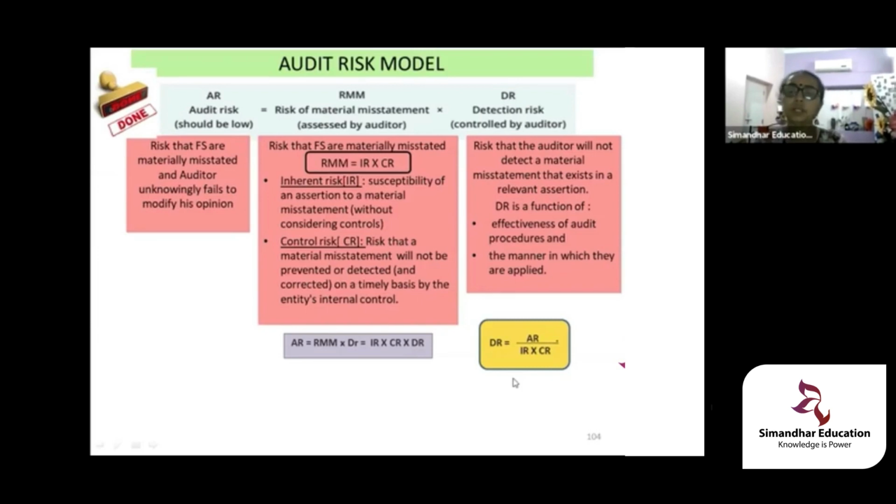But the detection risk cannot be zero, Wasim. Why? It would have been wonderful if I could bring my detection risk to zero. But we all know that we cannot put the detection risk to zero. Why? Because of inherent limitations. There are inherent limitations within audit which prevent detection risk from going to zero. So that's why we give only reasonable assurance.